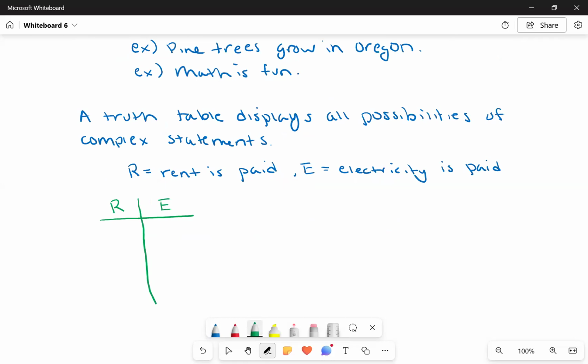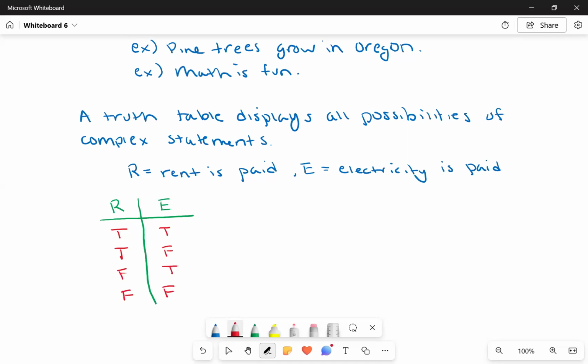It's possible that both statements are true. In other words, both the rent and the electricity are paid. It's possible that just the rent is paid and the electricity is not paid. It's possible the rent is not paid, but the electricity is paid. And then it's possible that both of them were not paid. There you go. That's the basic start of a truth table. We look at all possibilities of what could happen with these two propositions.